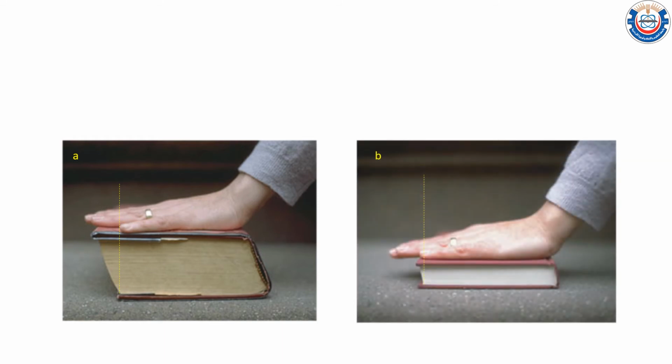What happens if we have two objects with different thickness, as you can see here in figures A and B? If we apply the same amount of shearing force on both books, as you can see here, then the thicker object will shift or deform more compared to the thinner object in figure B.